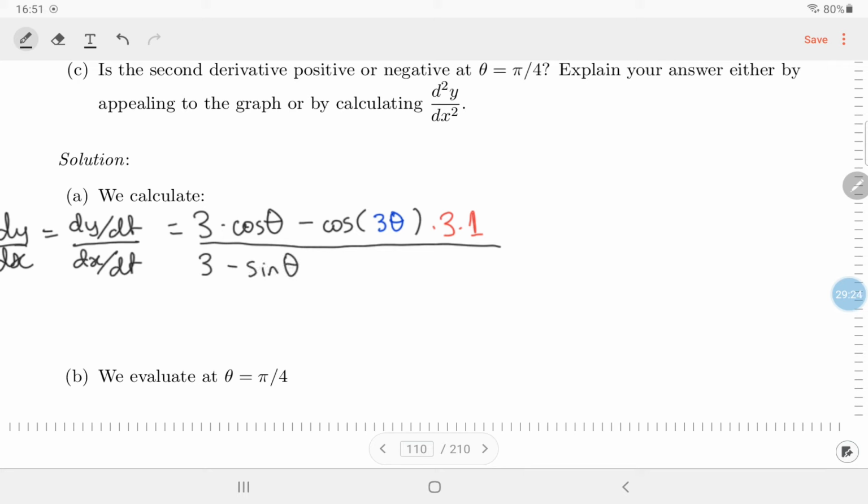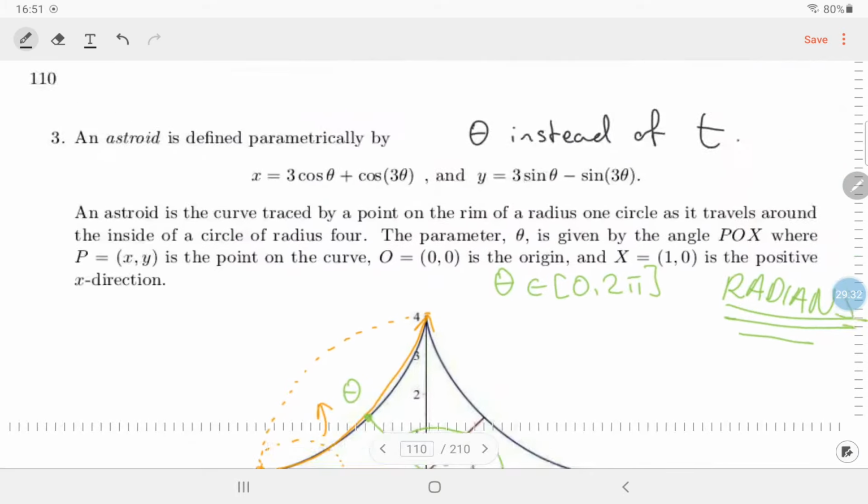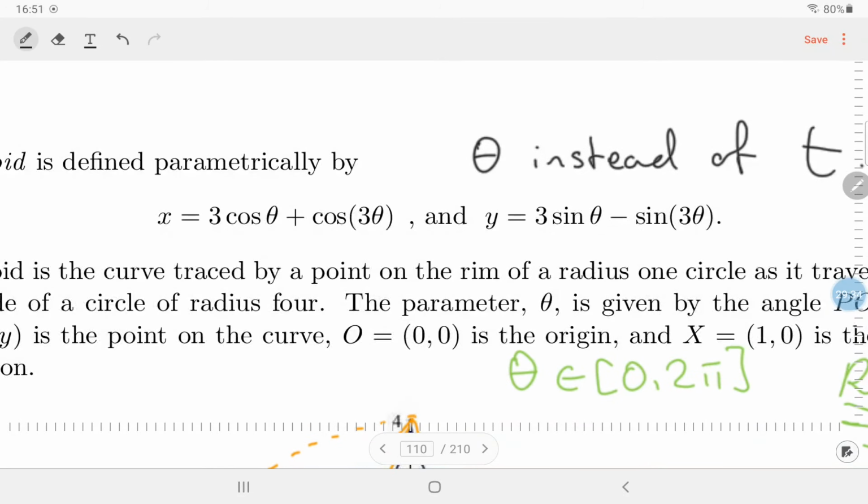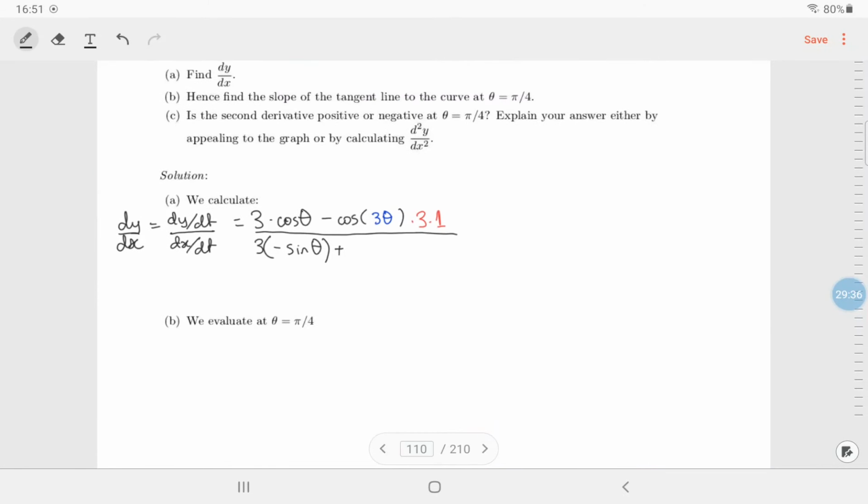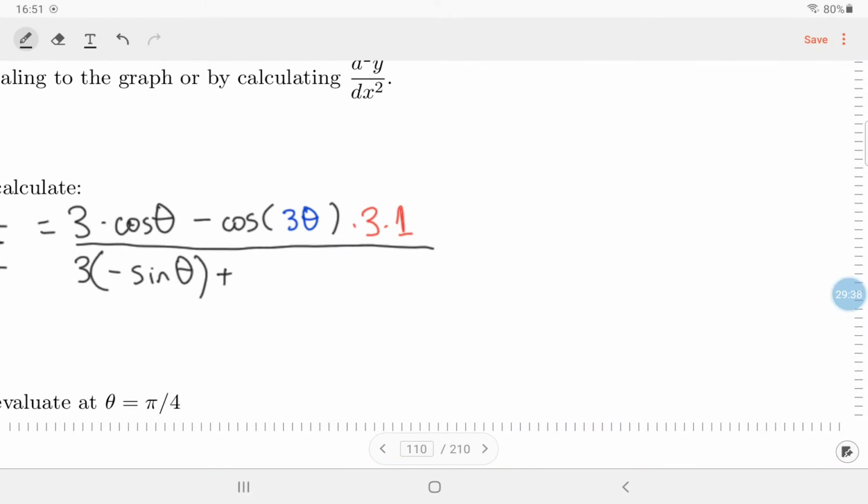Now that, as written, is wrong. I add that bracket to make it correct. Plus, now I've got cos of 3 theta to differentiate. That needs the chain rule. So the outside function is cos of x. The derivative of cos of x is minus sine of x. So that's the first part of the chain rule, differentiate the outside.